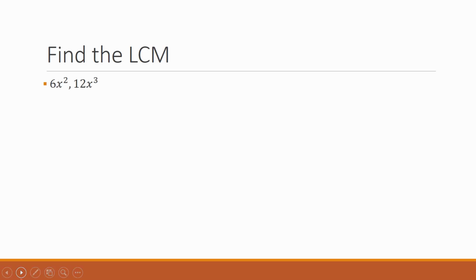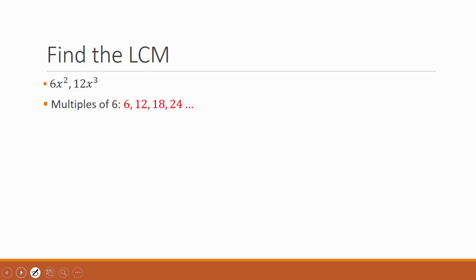Okay. Now if we have the expression 6x squared and 12x to the third, and we want to find the least common multiple of that, again, you can use your multiples of those numbers to find the least common multiple. Always look at your larger number, which is 12 in this case, and see if the other number will go into it. If so, then that's your least common multiple. If not, then you can do more multiples of 12 until you find something that 6 will also go into.